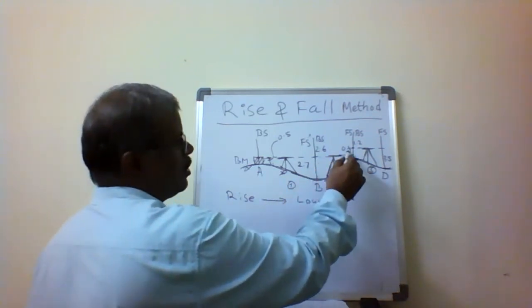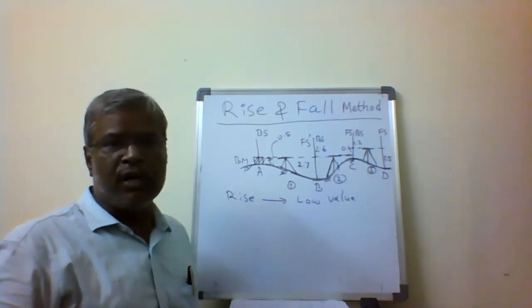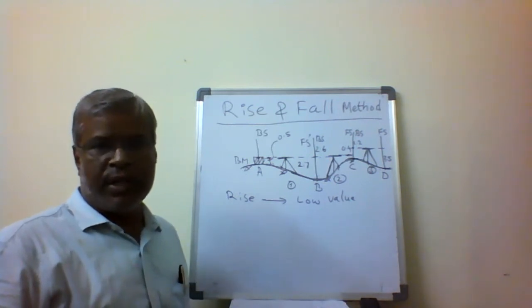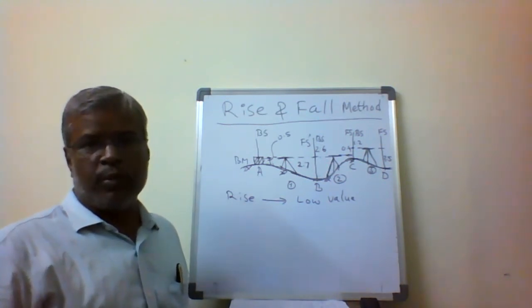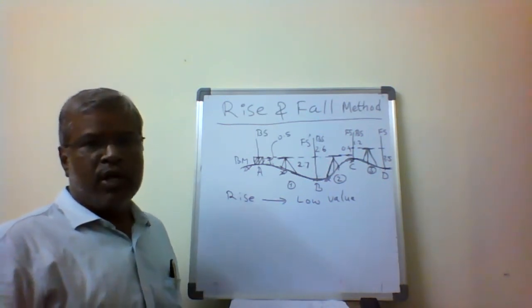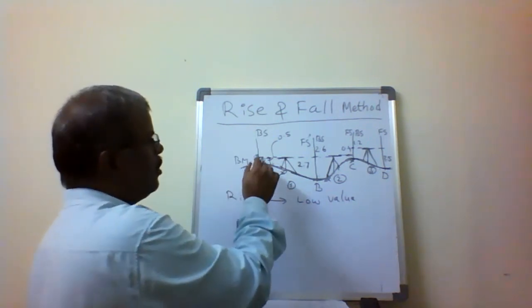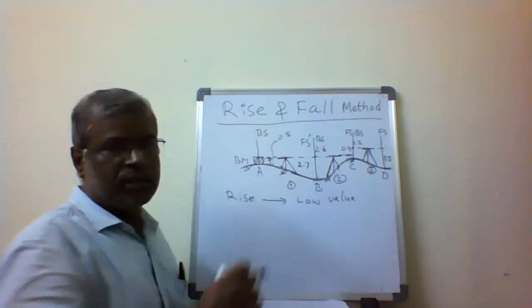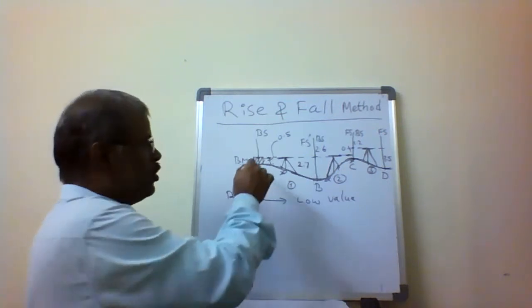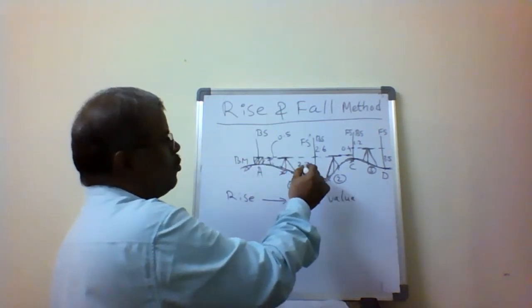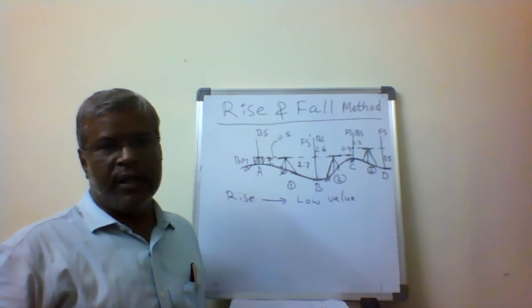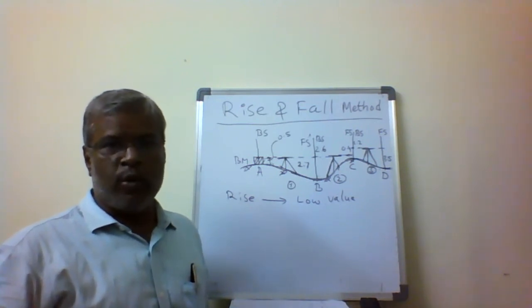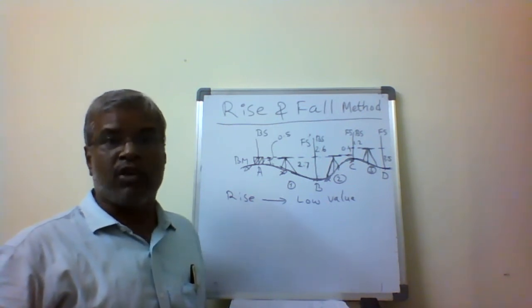So for a rise, your staff reading will be a low reading. A low reading always represents a rise, a high position. A low level gives a high reading itself. So we subtract the consecutive staff readings, comparing the consecutive readings, that is 0.5 and 2.7, 2.7 and 2.6, 2.6 and 0.4. If you get a minus value after the comparison, that comes under the fall.